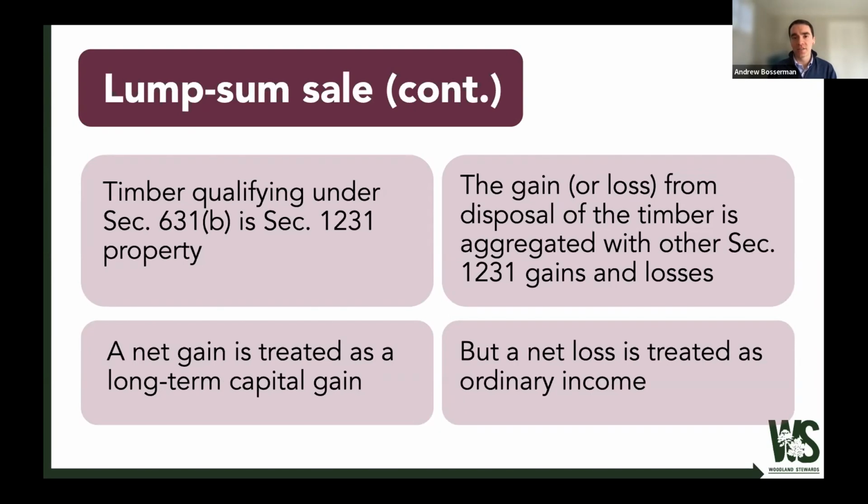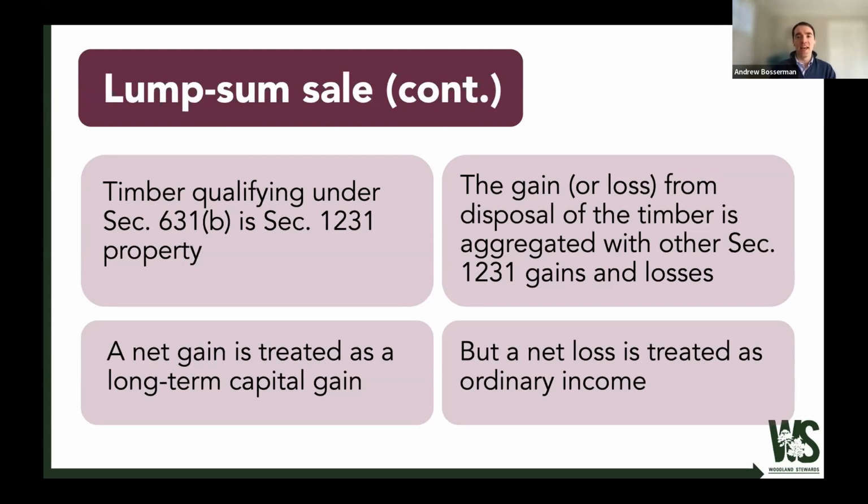But if you have a loss, which hopefully you don't, but if you do, it's actually treated as an ordinary loss, meaning that it will offset the higher tax rate income, such as income from wages or interest or something like that.